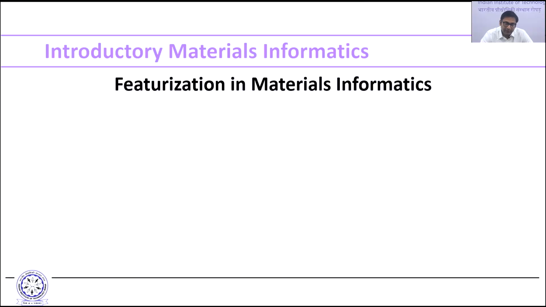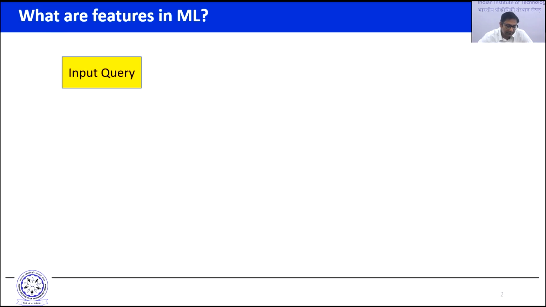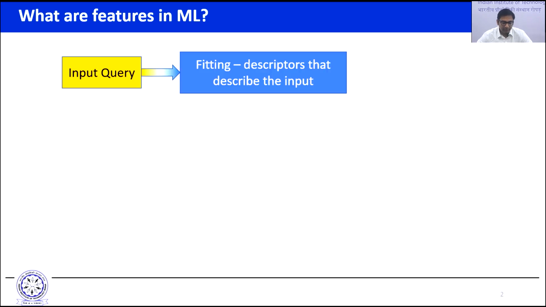Now, as far as the features and the predictions of materials informatics are concerned, you can think of the workflow in this way: you have to start with an input query. The input query could be some form of input that you give to your machine learning model, based on which it is going to calculate and give you the output. But before it gets to the output, it actually needs to do some amount of training or fitting. And the way it will do the fitting is it is going to call upon the descriptors which describe the input.